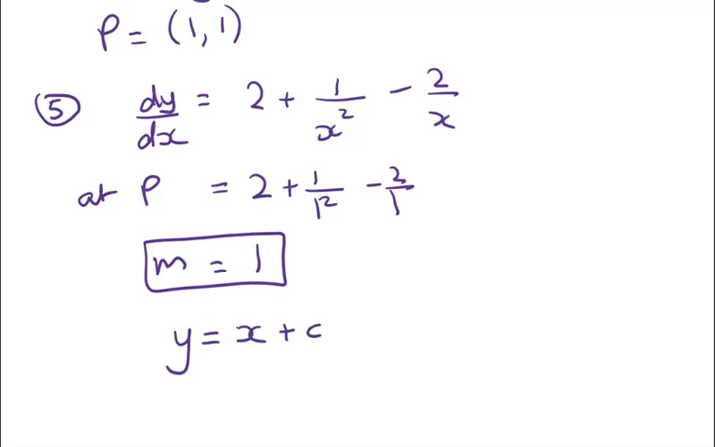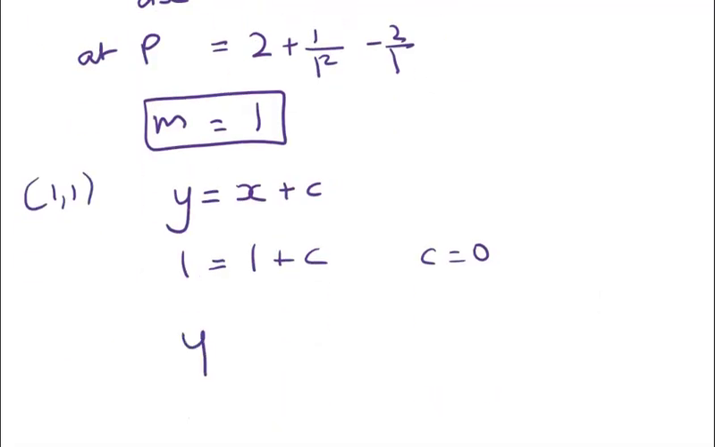And we can substitute in the point (1, 1) to give me, well, it's pretty obvious when you're looking, so y equals 1 plus c. c is equal to 0. And my line is very simple. It's just y is equal to x. And that's the equation of the tangent, right?